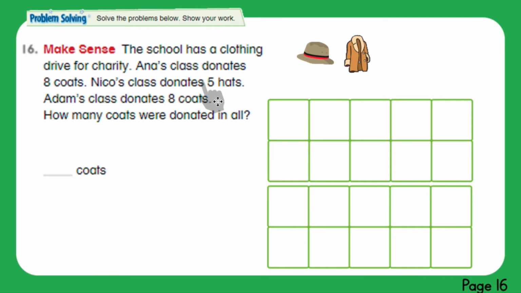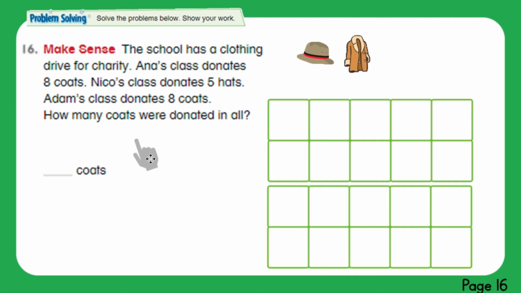Nico's class donates 5 hats. Adam's class donates 8 coats. Again, they are donating 8 coats and 8 coats here. How many coats were donated in all? Now, let's see. What we are asked to find out is the total number of coats. And they have just added the information about hats, and we don't have anything to do with the hats because all they are asking us is just the total number of coats.